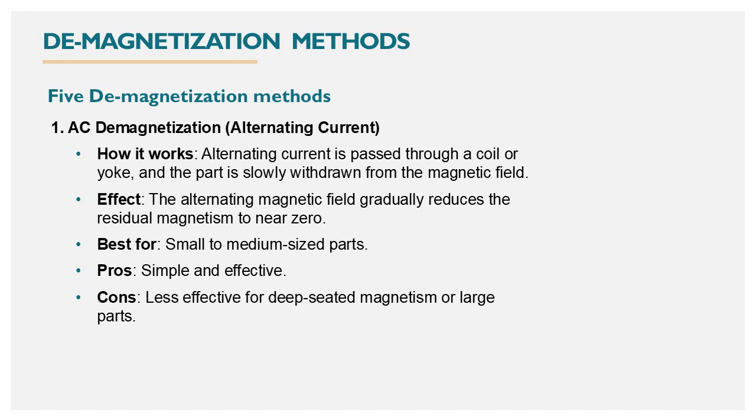AC demagnetization is best for small to medium-sized parts. The advantage of the AC demagnetization method is that it is simple and effective, and the limitation is that it is less effective for deep-seated magnetism or large parts.